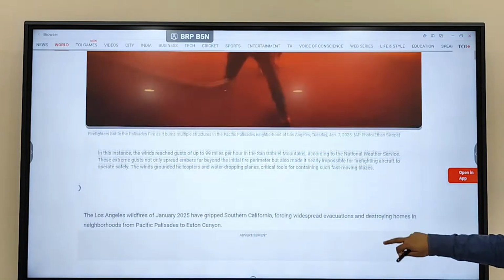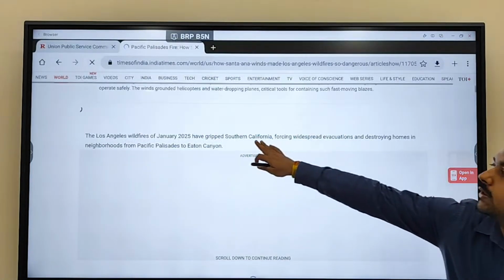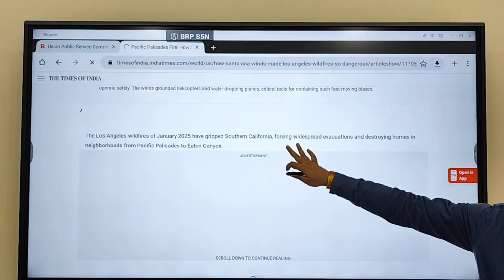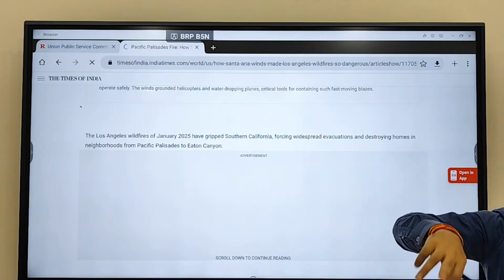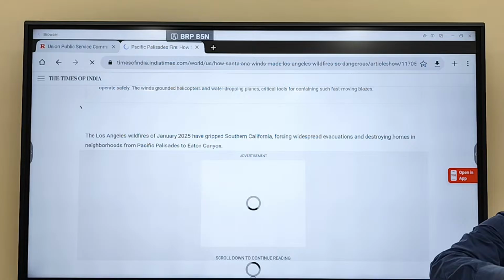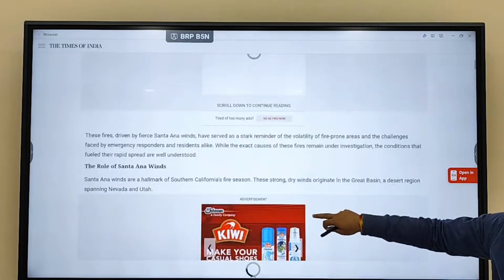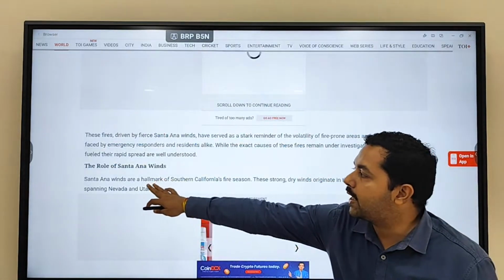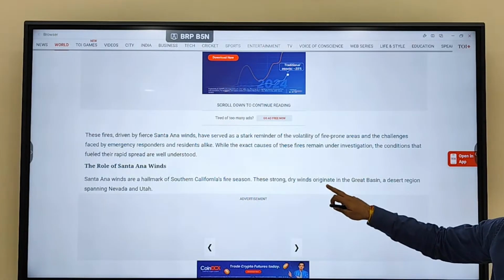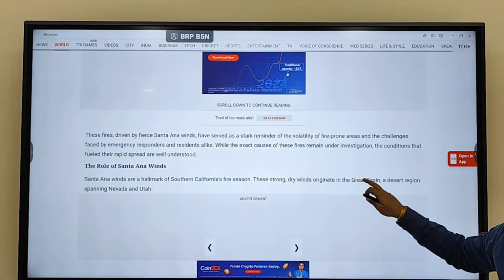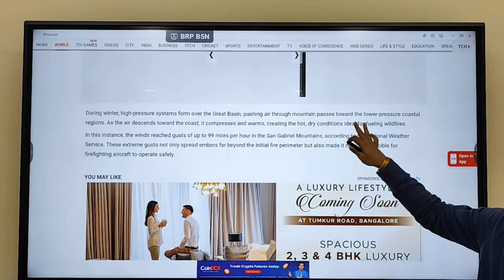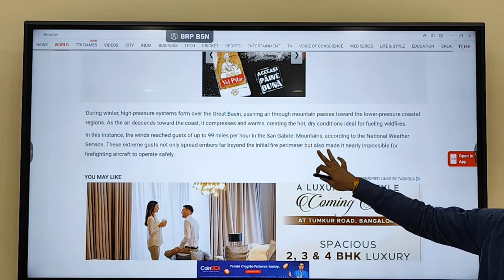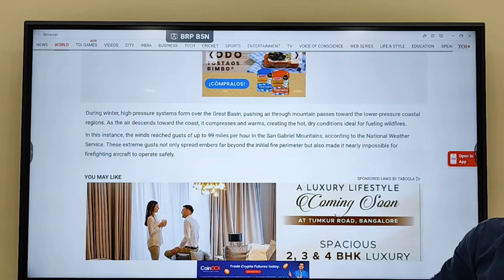So that is why Santa Ana is also in use. You can see the Southern California region. Los Angeles lies in Southern California, which is a state, and Los Angeles is a city part of that particular region. So what you see is the role of the Santa Ana wind. You can see the strong dry wind originates in the Great Basin, a desert spanning Nevada and Utah. We discussed it flows towards where? Flowing towards the eastern direction, and then spreading this particular fire.